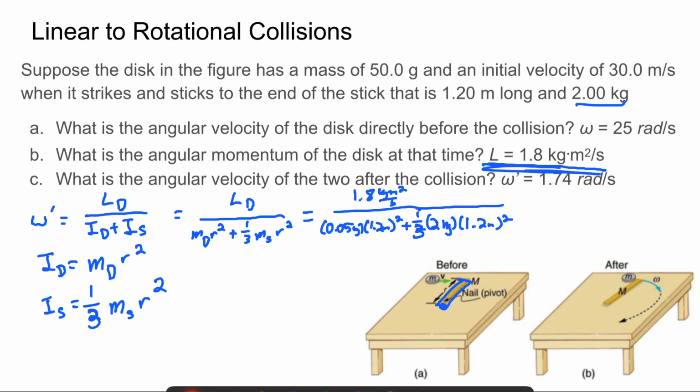Great. And then if we plug that all in, we should end up with 1.74. And we got kilogram meters squared plus kilogram meters squared. So those kilogram meters squared are going to cancel out with what's on top. And we'll end up with just seconds in the denominator, or if we wanted to, call that radians per second.